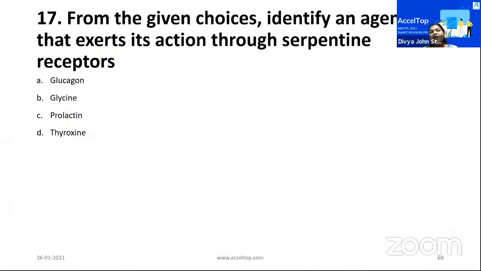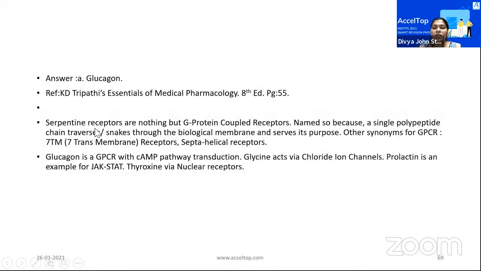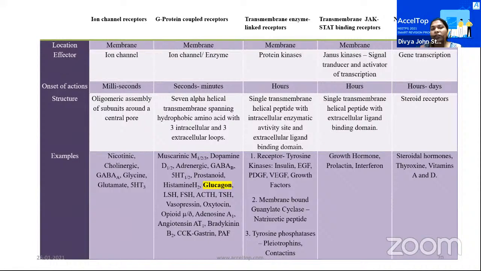that have been asked. From the given choices, identify an agent that exerts its action through serpentine receptors. So you know serpentine receptors are G-protein coupled receptors. Now we'll look into the options: glucagon, glycine, prolactin, thyroxine. So you know that glucagon will act via your GPCR. So flashcard again: glucagon acts via G-protein coupled receptors.